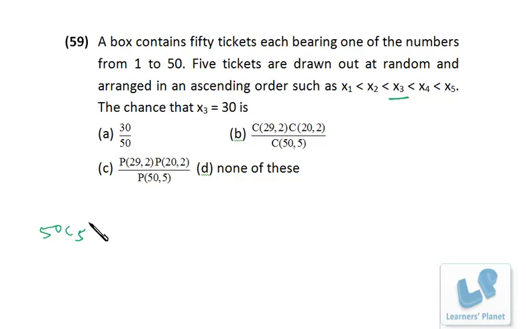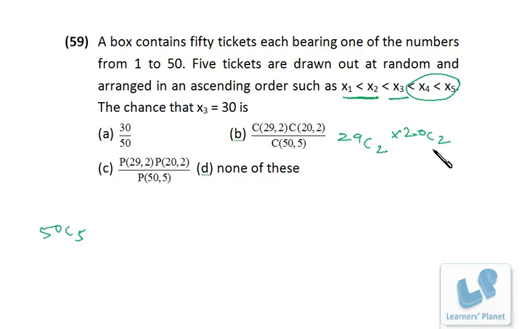Now we have to find the number of cases when the third number is 30, right? See, the third number is 30 and we have to arrange the numbers in ascending order. Just listen to me very carefully. That means these two numbers should be selected from 29 numbers, which are less than 30, and these two numbers from the remaining 20 numbers. So this is 29, this is 30 and this is further 20 numbers.